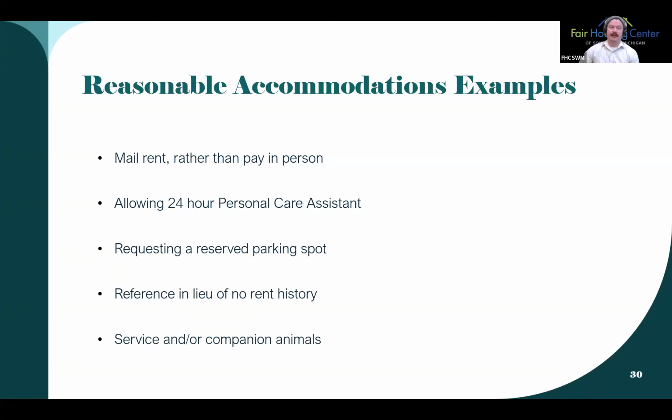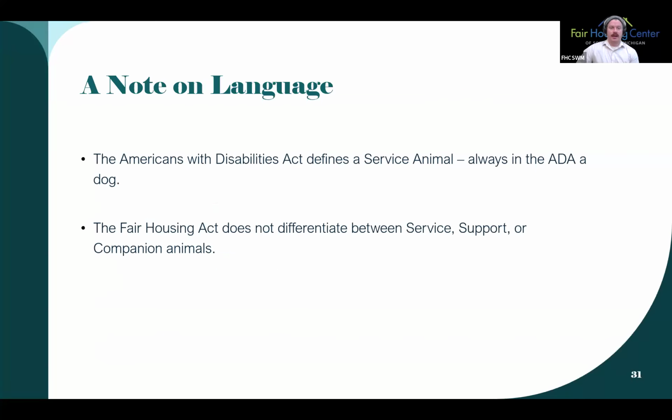Even if there's a no pets policy, a disabled tenant must be allowed to keep a service or companion animal if they can provide proof of that need. We're going to get into that here. Note on language. The Americans with Disabilities Act defines a service animal, and the Fair Housing Act talks about service, support, and companion animals variously.